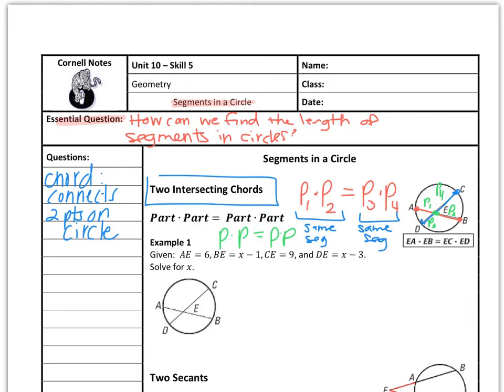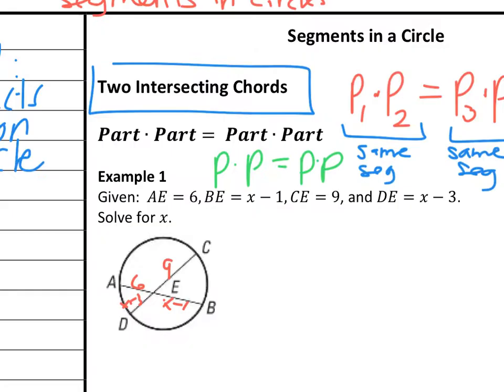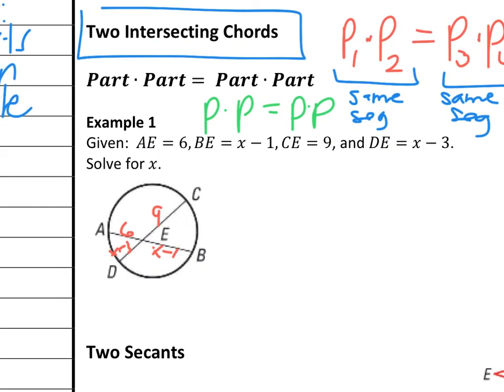All right, so we're going to do this example. They give us AE is 6, BE is x minus 1, CE is 9, and DE is x minus 3. So when I look at this, I'm just going to blow this up some. I have CE, ED, AE, and let me grab another color. Orange will do. BE. So we've got 4 different parts.